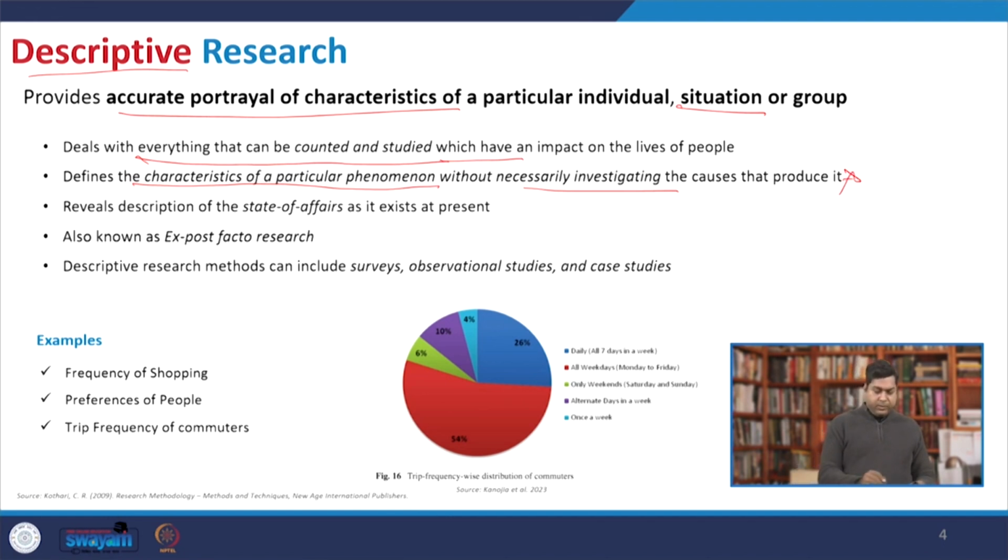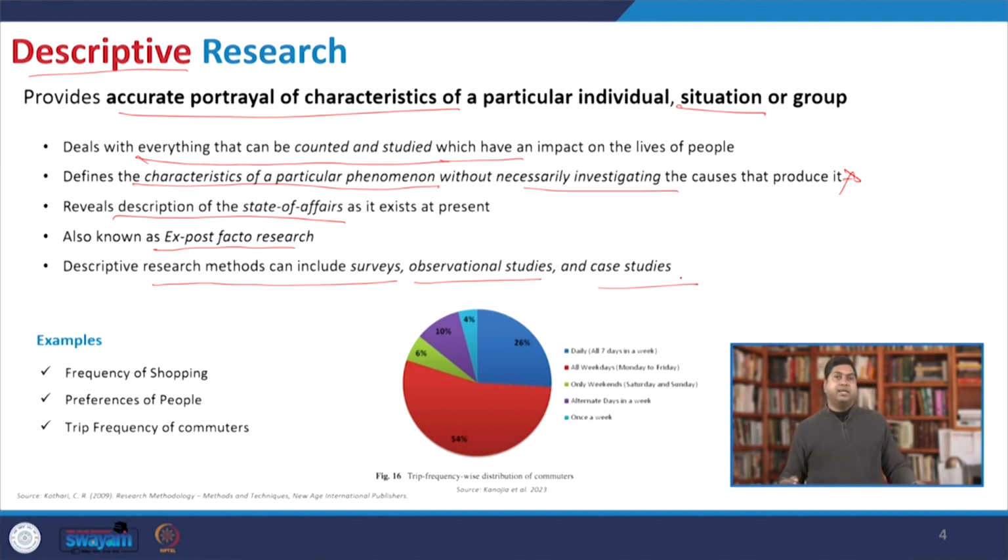In this case we also review the description of the state of affairs that exists in the present. It is also known as ex post facto research, which gives you some sort of description through numerical values. Descriptive research methods can include a survey, an observational study and a case study.